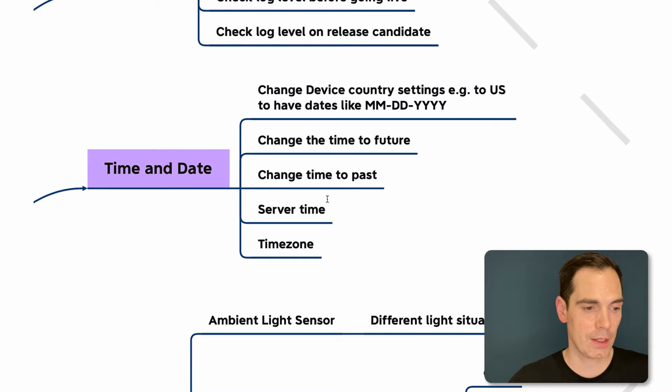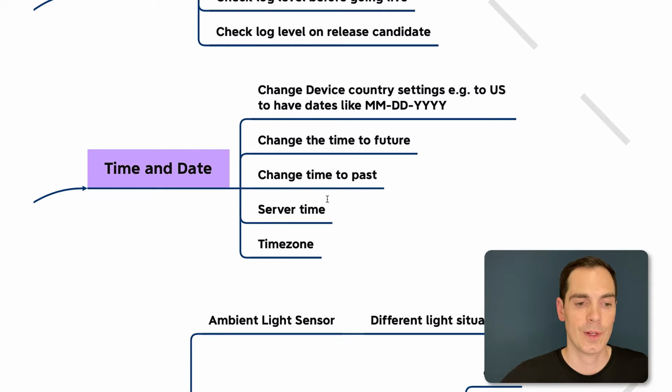The next topic is time and date. Whenever you use a time format or a date format within your app, you should change the device country settings, for example, to US time format, so it's month, day, year, not day, month, year, and see how the app is reacting. For example, also change the time to the future, see how the app is handling this. Do you also have a server time or a local time, and see that there is a synchronization happening. Put the device date into the past, and see how the app is reacting.